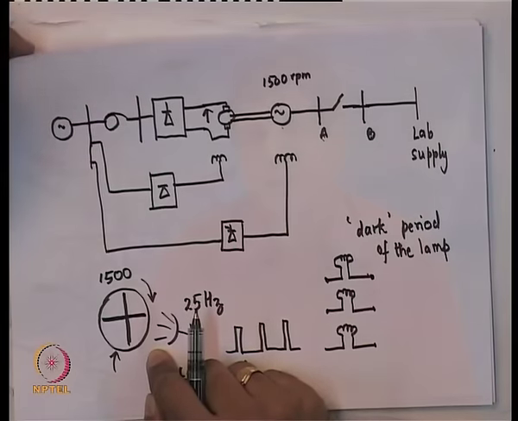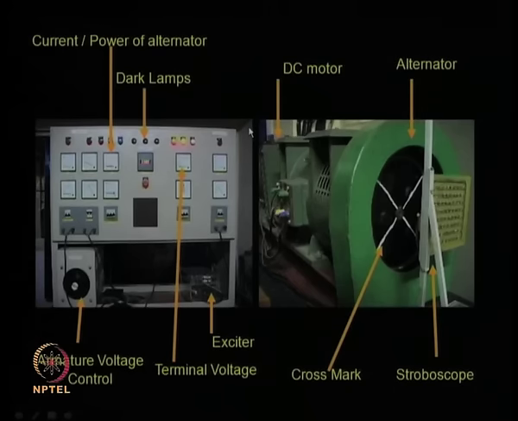Before we show you the video clip, I will just show you how this setup looks. This is a still photograph of the laboratory setup. I will quickly show it to you. This is the synchronous machine, this one here. This is the DC machine, the DC motor, which is the prime mover. This is the cross mark I was talking about.